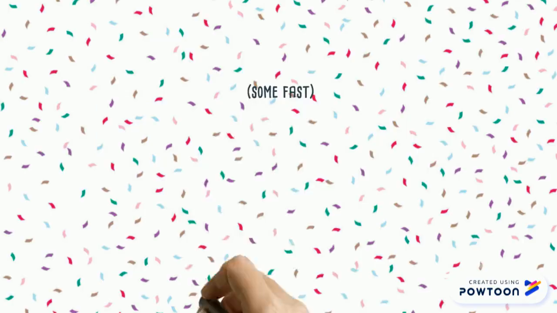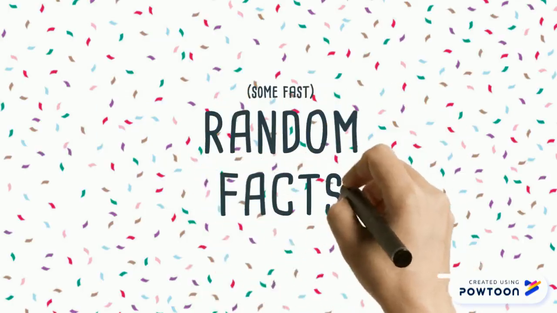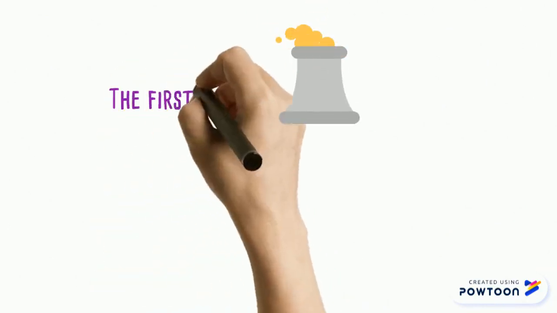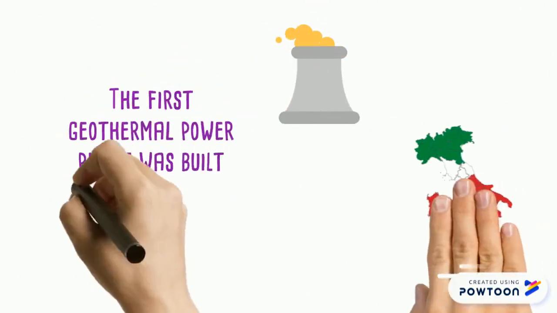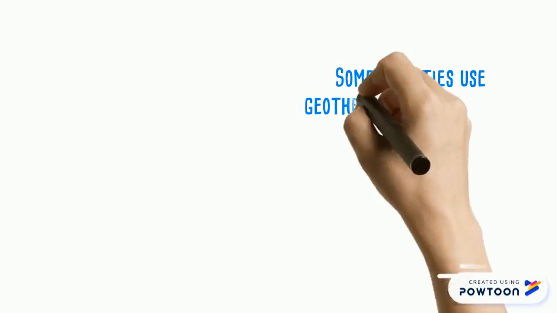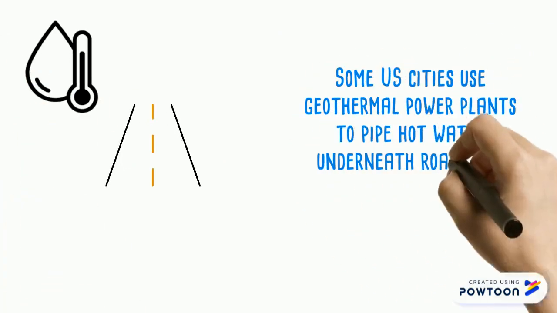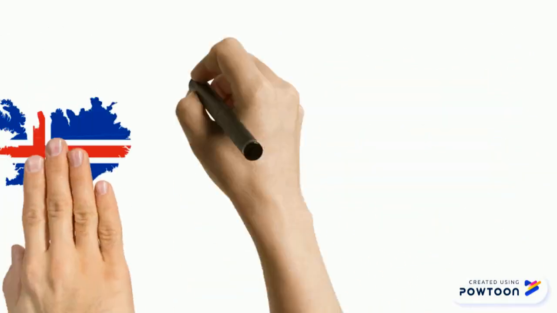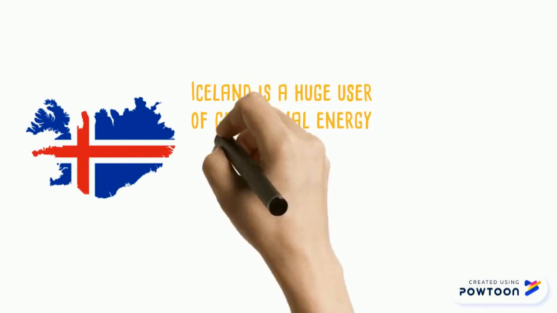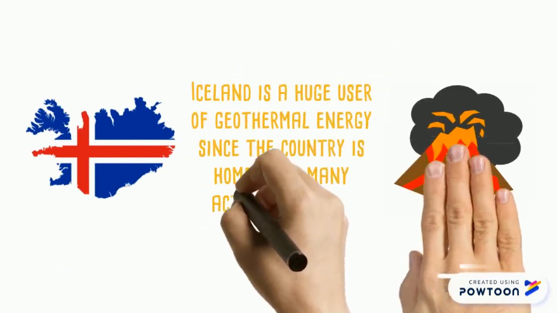Here are some random facts about geothermal energy. The first geothermal power plant was built in 1904 in Italy. Some U.S. cities use geothermal power plants to pipe hot water underneath roads and sidewalks to melt snow and ice. Iceland is a huge user of geothermal energy since the country is home to so many active volcanoes.